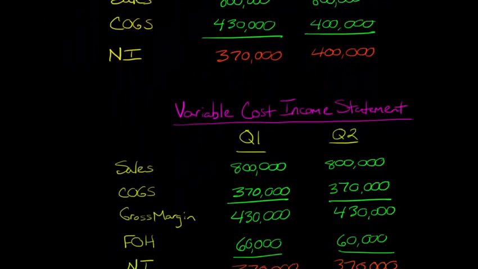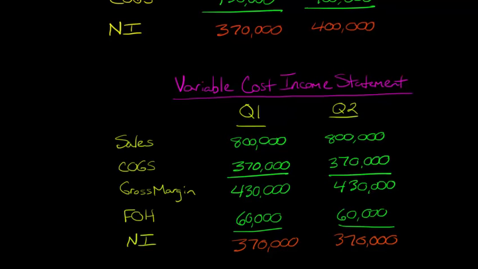Now let's look at our variable costing income statement. We say, okay, now remember our variable product cost per unit was $37,000 times 10 units is $370,000. Each quarter is exactly the same. And now our gross margins are going to be the same, but now we deal with the fixed overhead.